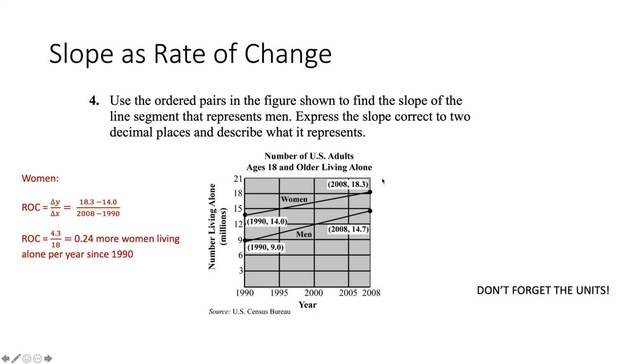All right, so again, the process is to subtract the y's over, subtract the x's. You get a fraction, convert that to a decimal, and then interpret what it represents. And it's simply put going to be more women living alone per year since 1990.